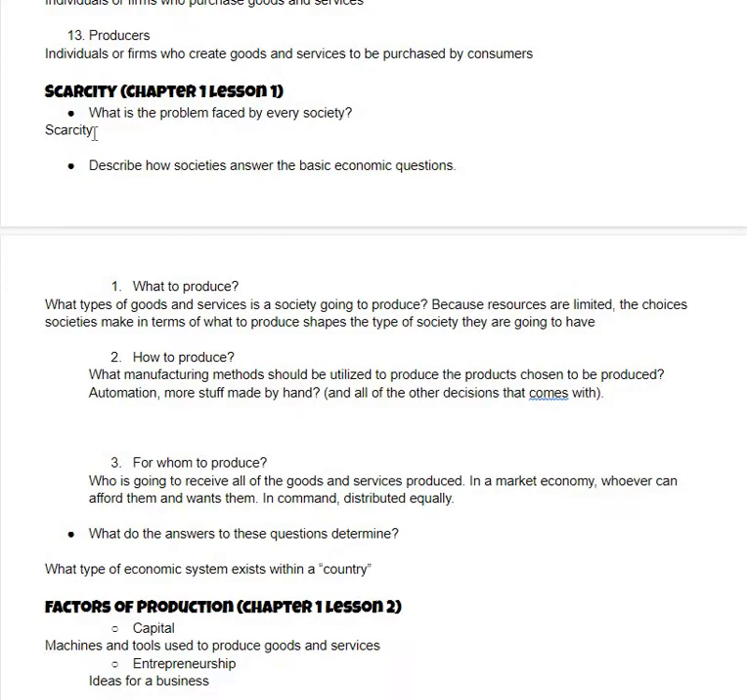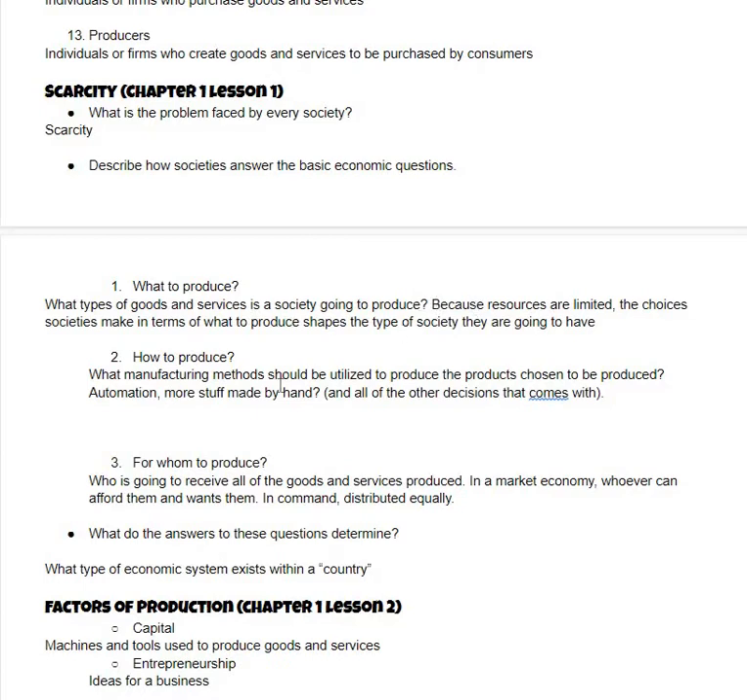All right. Now, scarcity is a problem faced by every single society. Okay, how societies answer the basic economic questions. So first of all, what's produced? What types of goods and services is society, basically what are they going to be producing? Okay, that's up to the producers. They decide, hey, we think this will work for people, or consumers could demand a product, and businesses will react to that and make more of that product.